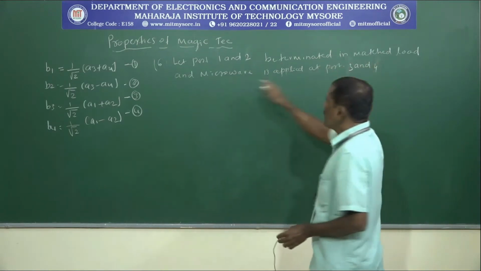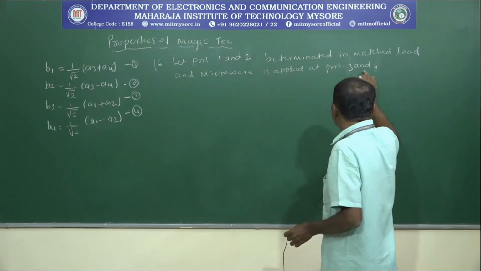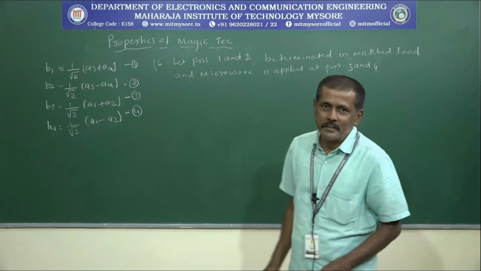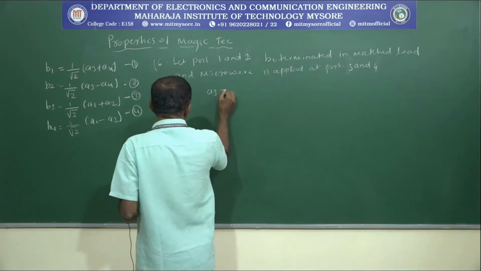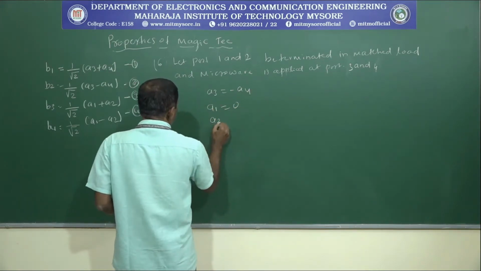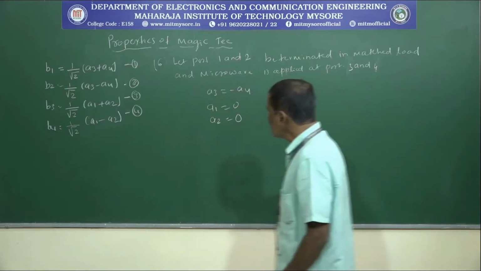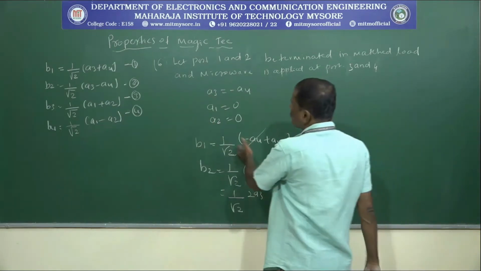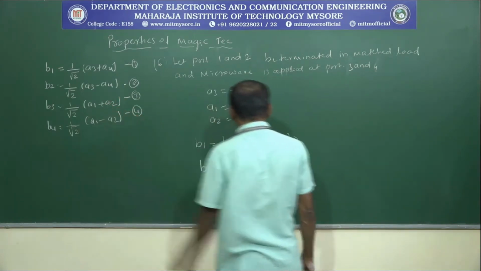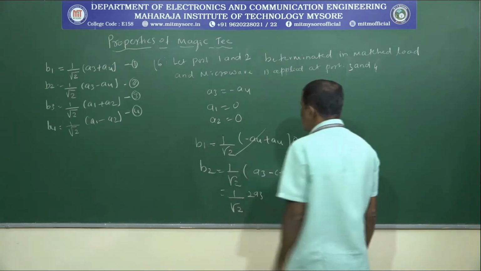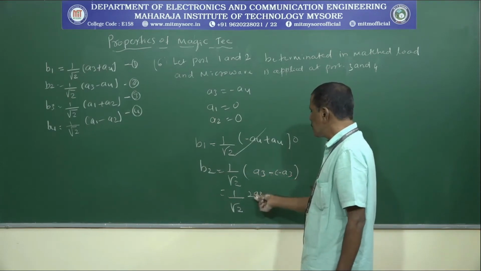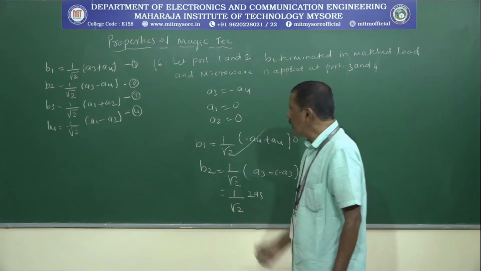Let port 1 and 2 be terminated in a matched load and a microwave signal is applied at port 3 and 4, and whatever signals you are applying at 3 and 4 are out of phase with each other. So that is A3 is equal to minus A4, and A1 equal to 0 and A2 equal to 0. If you substitute all these values in these equations, then B3 and B4 are going to be 0 and B1 is going to be 0. Then B2 is equal to 1 by root 2 times A3 minus of minus A3, so that is going to be 2A3. So this is equal to 1 by root 2.